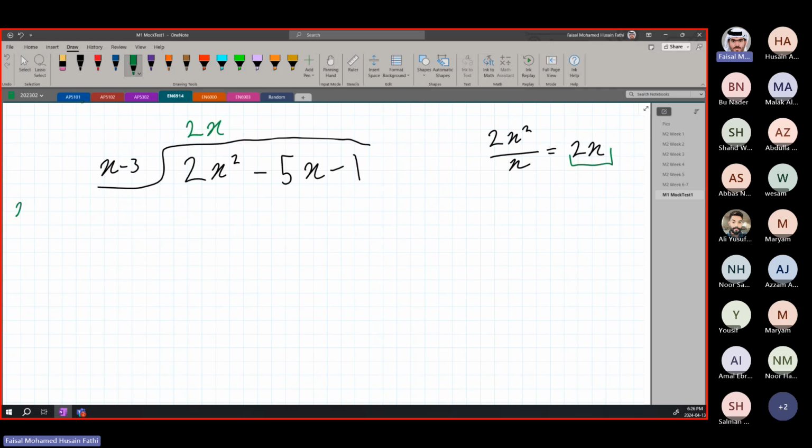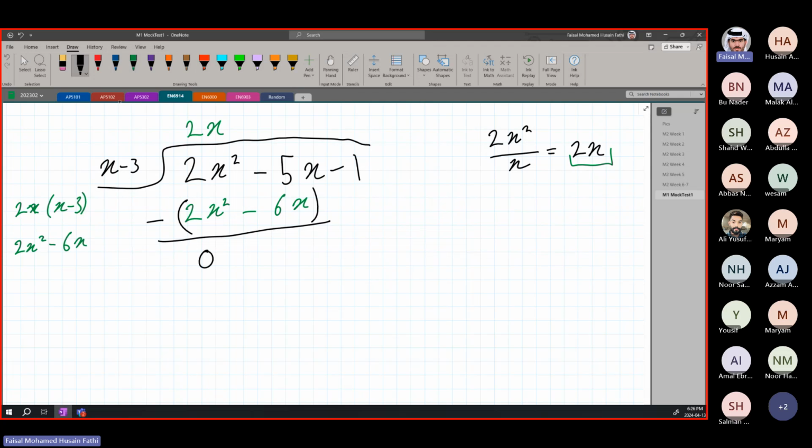And then you're going to do 2x times x minus 3. This is going to give you 2x squared minus 6x, since 2x times 3 is 6x. Write down here 2x squared minus 6x. And then remember, you're going to be subtracting all of this from the one above. This is going to be 0. If this is not 0, just know that you made a mistake in the first step. Minus 5x, minus and minus becomes plus, so minus 5x plus 6x is going to be left here. If you simplify this, this is going to be plus x.